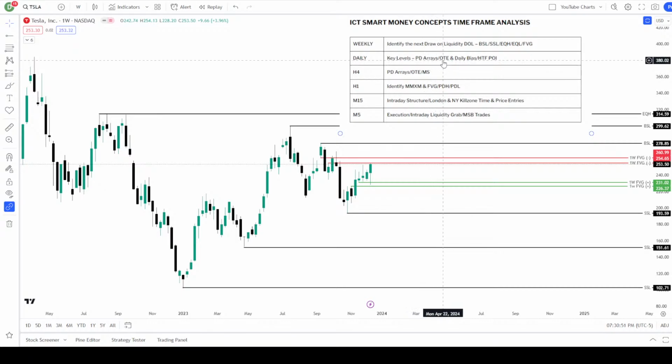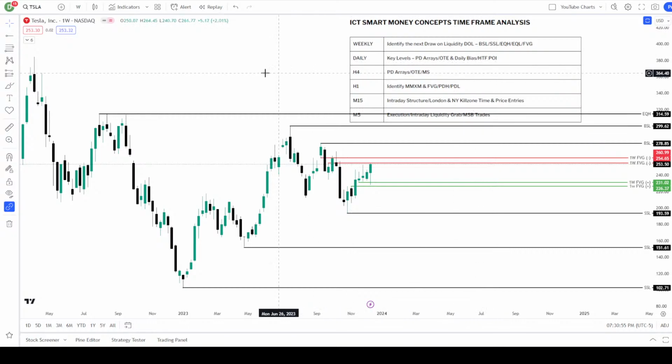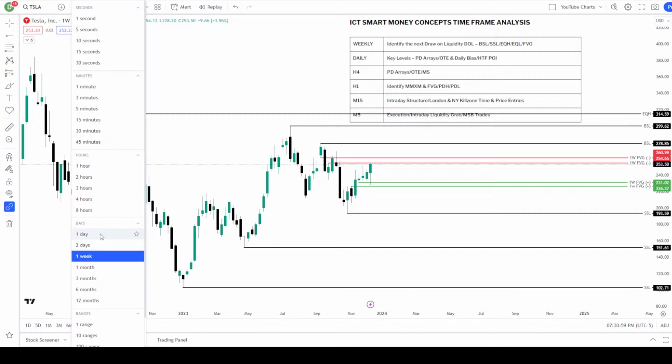We're going to also look at optimal trade entries. We're going to develop our daily bias. And we're going to look at high time frame points of interest. Okay, so let's drop down together into the daily chart.